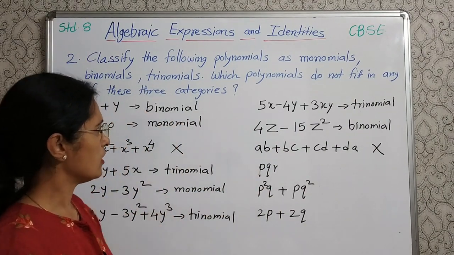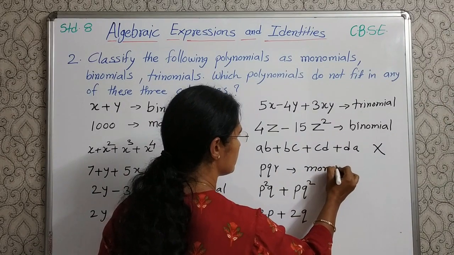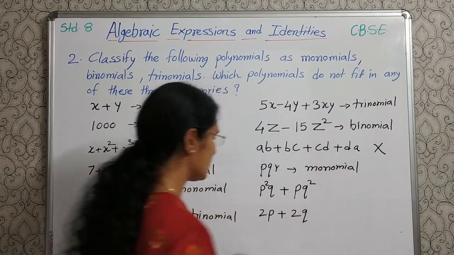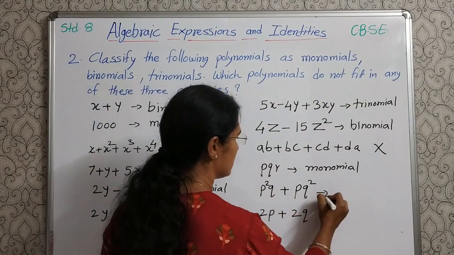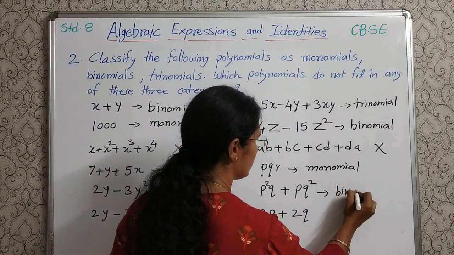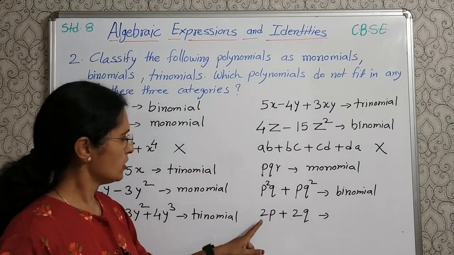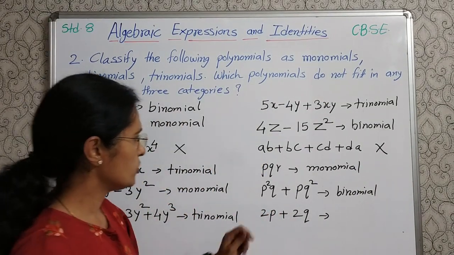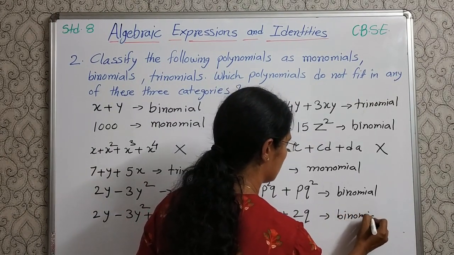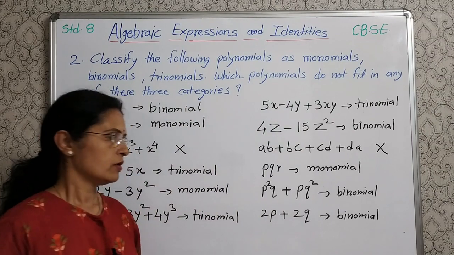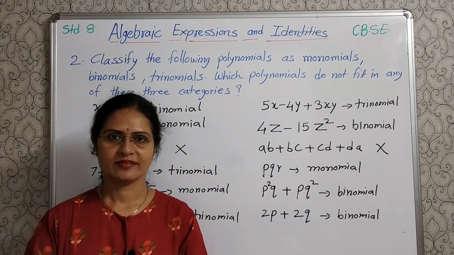Next, PQR. Only one term. So, this is a monomial. Next, P square Q plus PQ square. 2 terms are there. So, this is a binomial. After that, the next expression is 2P plus 2Q. There are 2 terms. So, this is also a binomial. So, here we completed question number 2.